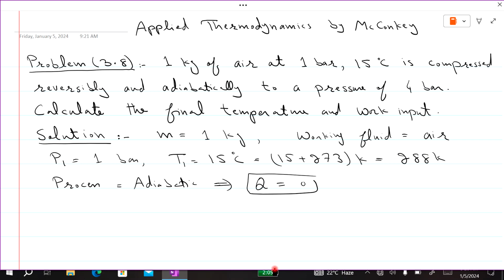To a final pressure P2 is 4 bar. In compression process, pressure is increased. So pressure increased from 1 bar to 4 bar. Now required data is T2 and work input. First we find T2.